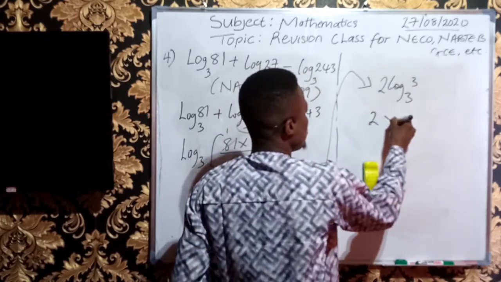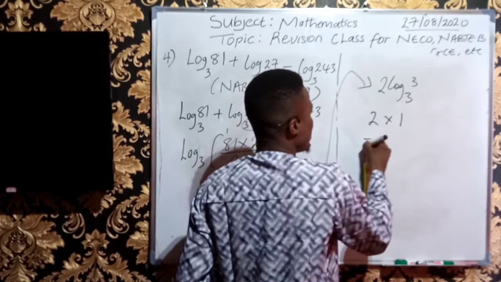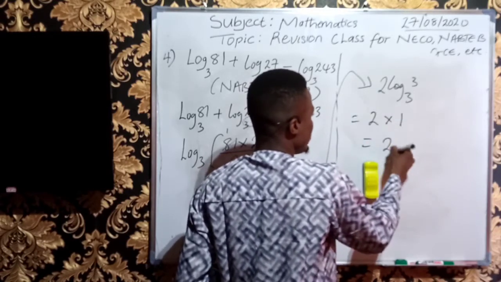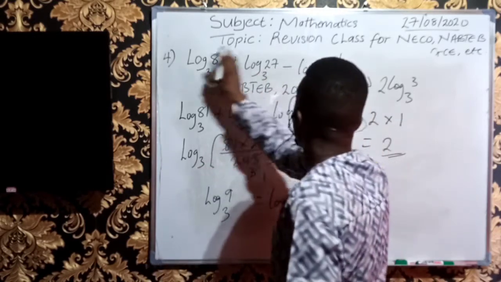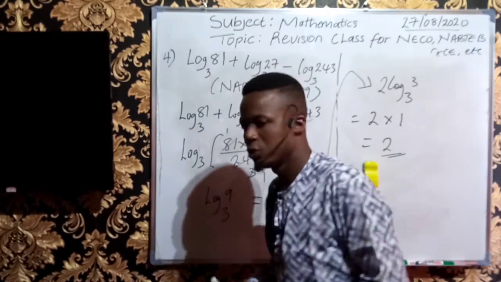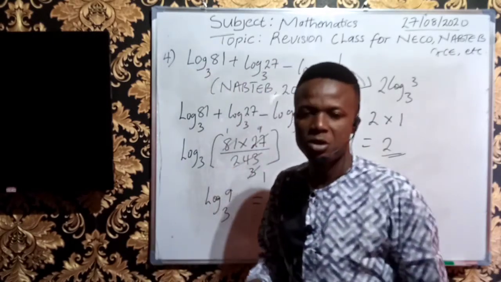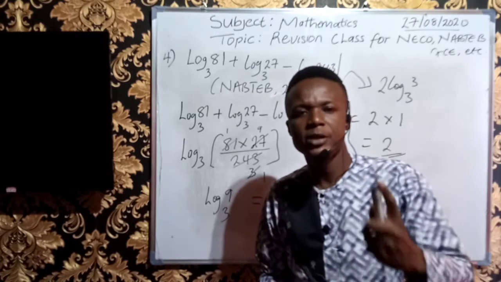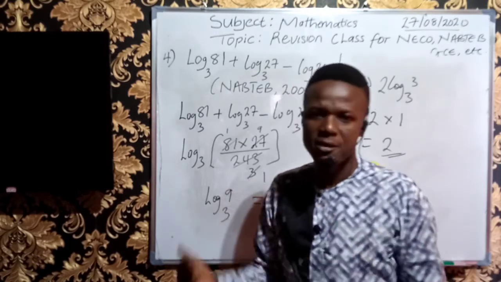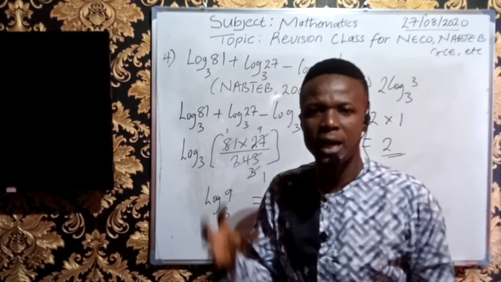Hence, we have it as 2 multiplying 1 because this will turn to 1. So 2 times 1 will give us 2. So the whole of this question is just equivalent to 2. So that's just logarithm. Just know that in logarithm, if you are seeing addition sign, you are multiplying. If you are seeing subtraction sign, you are dividing.